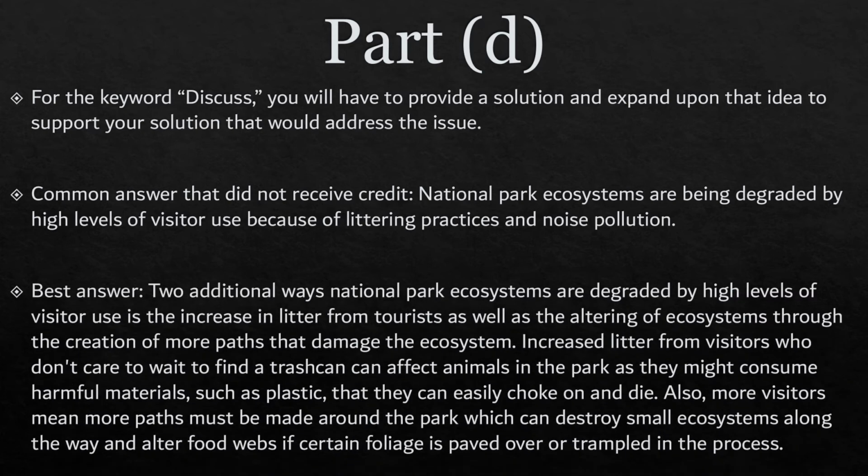The best answer: two additional ways national park ecosystems are degraded by high levels of visitor use is the increase in litter from tourists as well as altering of ecosystems through the creation of more paths that damage the ecosystem. Increased litter from visitors who don't care to wait to find a trash can affect animals in the park as they might consume harmful materials such as plastic. They can easily choke on and die. This right here, y'all, is a very good link. It links littering to how it damages the ecosystem, which is killing the animals.